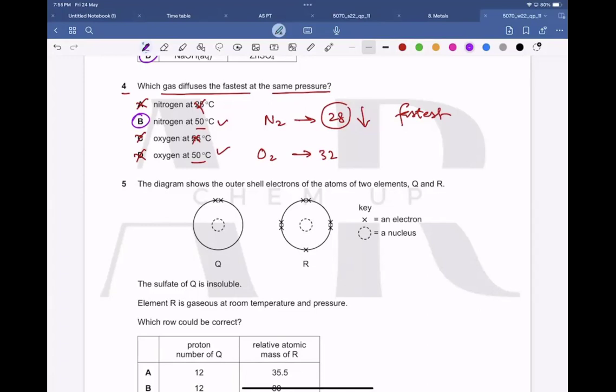And the sulfate of Q is insoluble, so it's usually group 2. Yeah, that's what we have already decided. Group 2 sulfates are usually insoluble. Which row could be correct? Proton number of Q. So if Q is from group 2, so it's 12, 20, 38. So 12, yeah. So 12 is from group 2. So A and B can be correct answers and C and D are going to be the wrong ones.